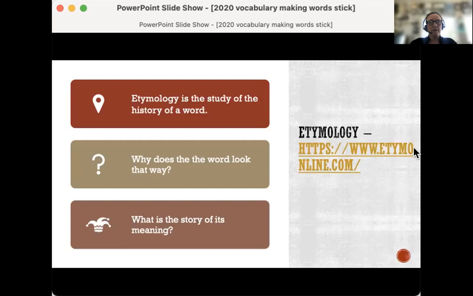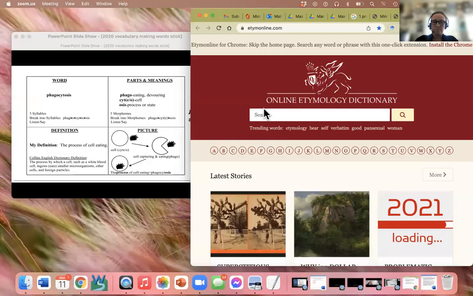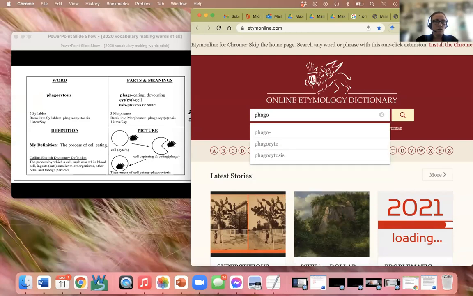You can also go to Etymology Online. Let's actually do that word that we just saw, and I'll share my screen here. So it would be PH, I'll just try to see what happens here. PHAGO, CYTOSIS. So let's see what it comes up with.